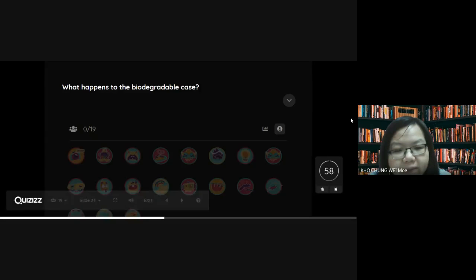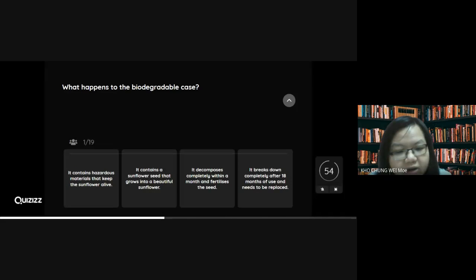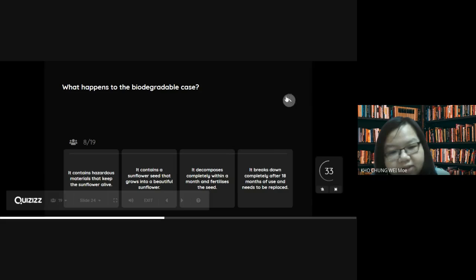What happens to the biodegradable case? It contains hazardous materials that keep the sunflower alive. It contains a sunflower seed that grows into a beautiful sunflower. It decomposes completely within a month and fertilizes the seed. It breaks down completely after 18 months of use and needs to be replaced. So what happens to the biodegradable case?